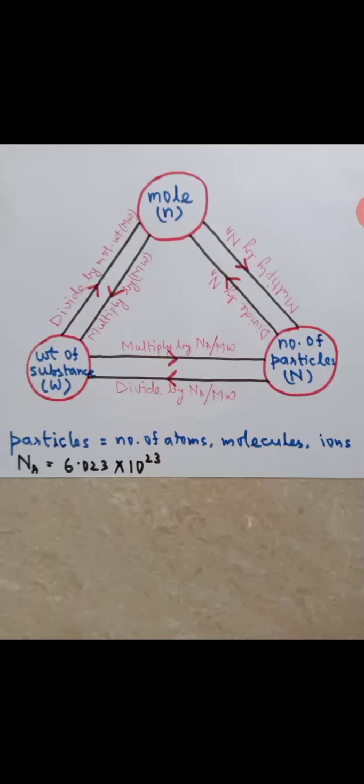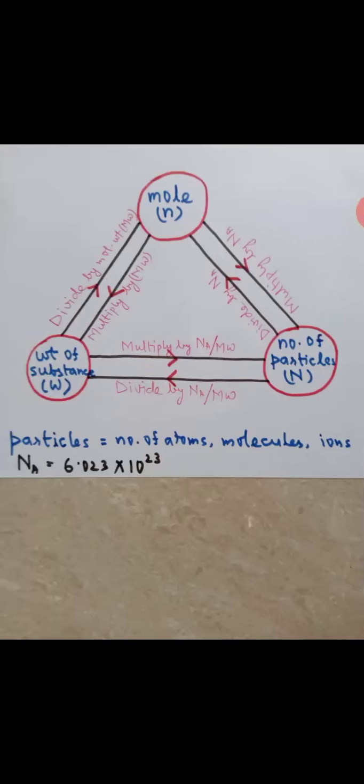Now if I ask you to find out the weight, then what it will be? Number of moles into molecular weight, cross multiply it. That's it. So what I have written, if you want to convert mole to weight, multiply by molecular weight. See, it's a mind map I've given you. You just go through it. Got it? You'll understand this particular thing.